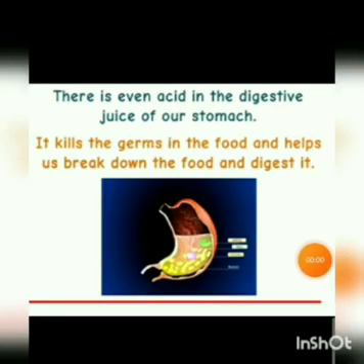Okay. Students, do you know there is even acid in the digestive juice of the stomach? It kills the germs in the food and helps us break down the food and digest it. So what does it do? It kills the germs in the food, and it helps in breaking down the food and digesting it.